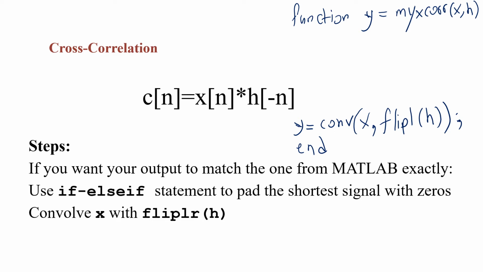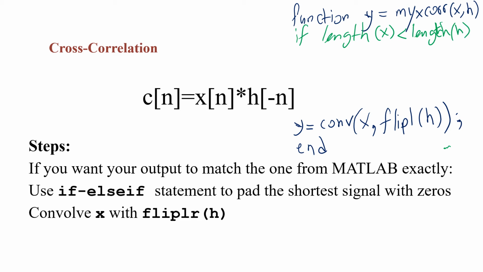Now, if you want your output of myxcorr to match exactly that of xcorr, which is the built-in function in MATLAB that outputs the cross correlation, then we'll have to modify the signals x and h in case they are not equal in size. So we'll do that using a small if statement that will check the length of x and compare it with the length of h. So we'll check, is the length of x less than the length of h?